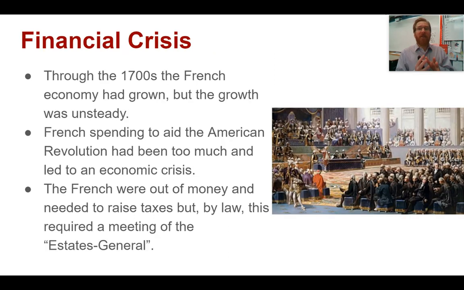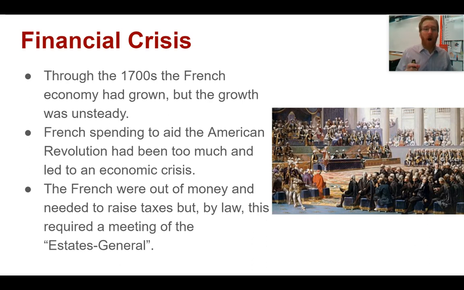Now, at the time of the late 1700s, France goes into a bit of a financial crisis. The economy had been growing throughout the 1700s, but it had grown really unevenly and unsteadily. And not everybody was prospering from this unsteady growth. Now, the economy itself finally tipped into real crisis mode after the French saw an opportunity to knock the British down a peg by supporting the Americans in the American Revolution. They wind up helping the Americans and they wind up winning that war, but they don't gain a large financial benefit from it. And that cost tips the economy over the edge. France is now out of money. And in order to raise any money, they need to increase taxes.